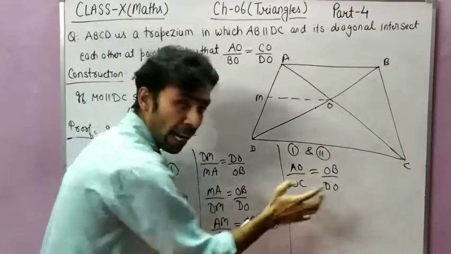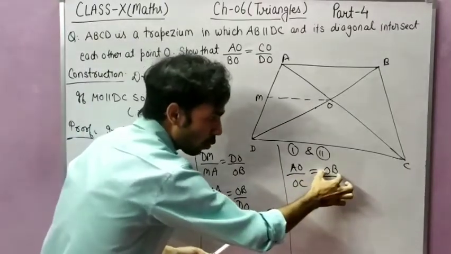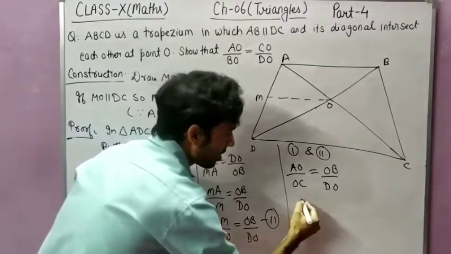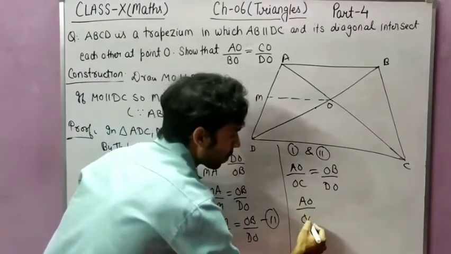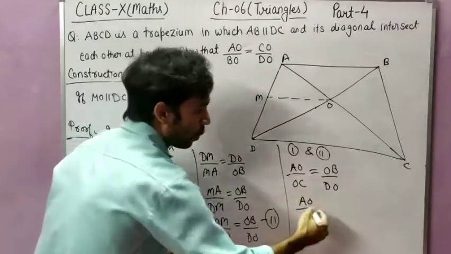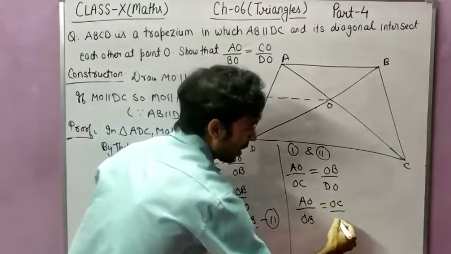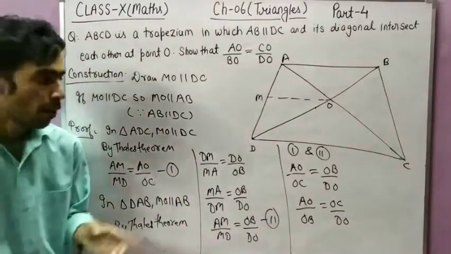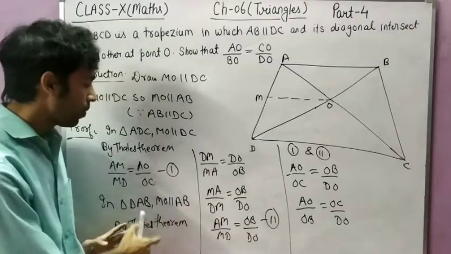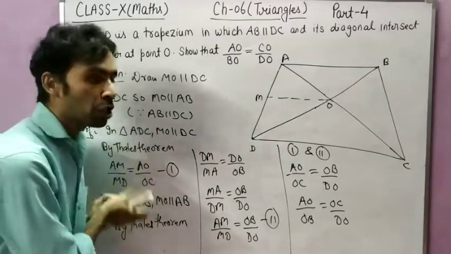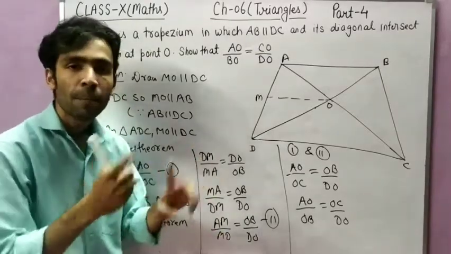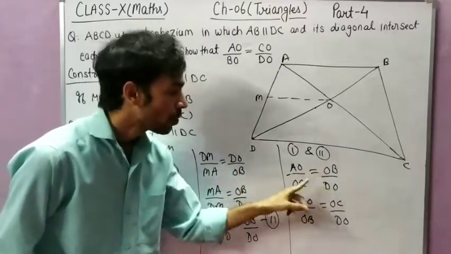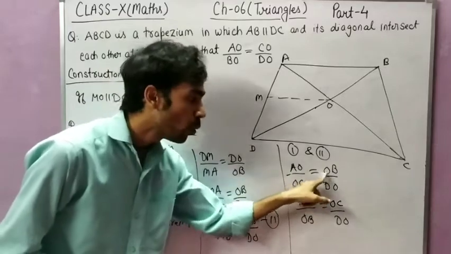So what I am going to do is divide by OB on this side and multiply by OB on this side. So this can also be written as AO by OB is equal to OC by DO. Okay, OC by DO. What I have done: first I wrote equation number 1, then equation number 2, then I compared. After comparing, I got AO by OC equal to OB by DO.